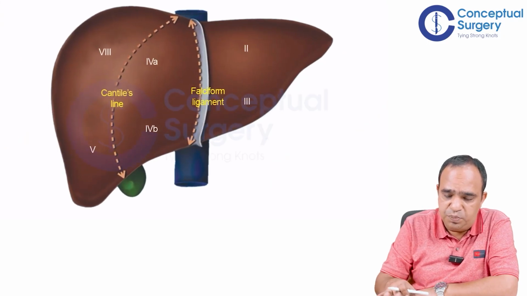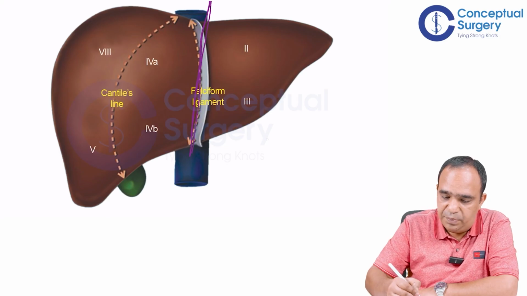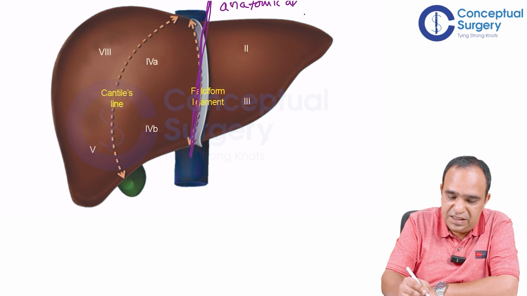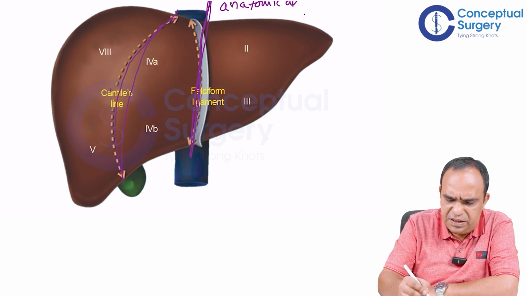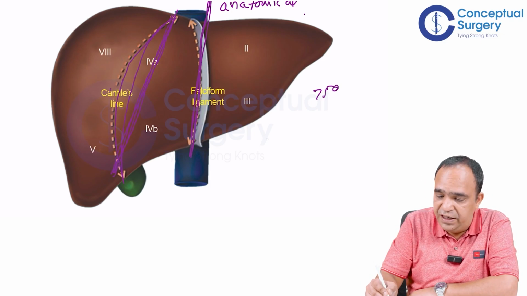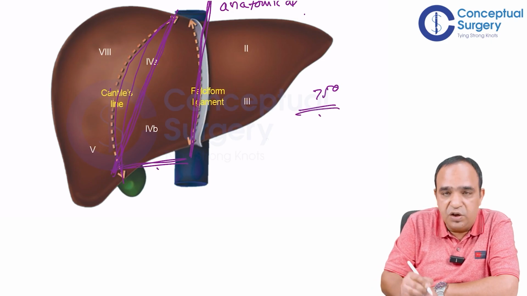Now this one shows both the divisions. See, this is the liver and that's the falciform ligament. So this is the anatomical division. Now this is Cantlie's line. It has been curved in this picture. You can draw a straight line, Cantlie's line. Now Cantlie's line is 75 degrees to the horizontal.